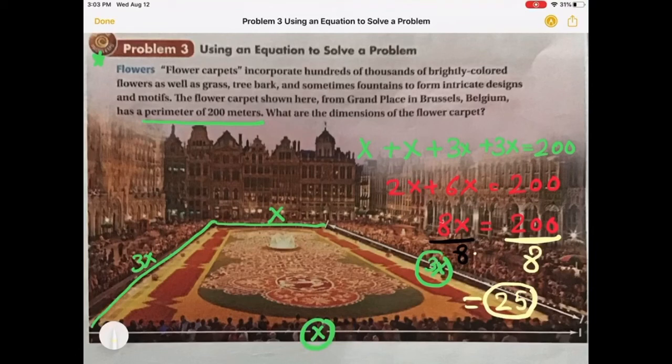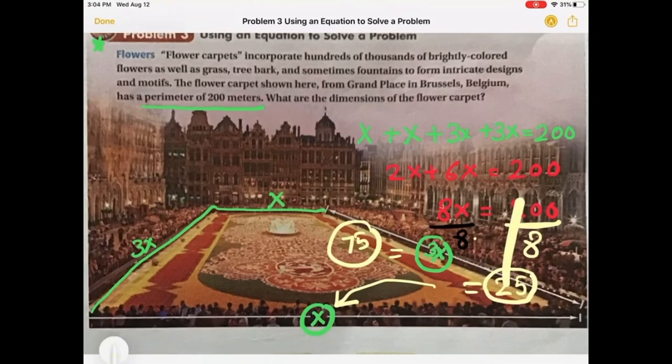25 is just going to be for this side. What about the other side? So that's going to be 3 times this, which is going to be equal to 75. So that's how we find those missing side lengths. I have one more example, so let's talk about that.